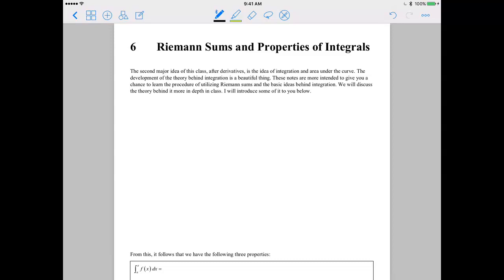Okay guys, welcome to lecture number 6. We're going to talk today about Riemann sums and some properties of definite integrals.